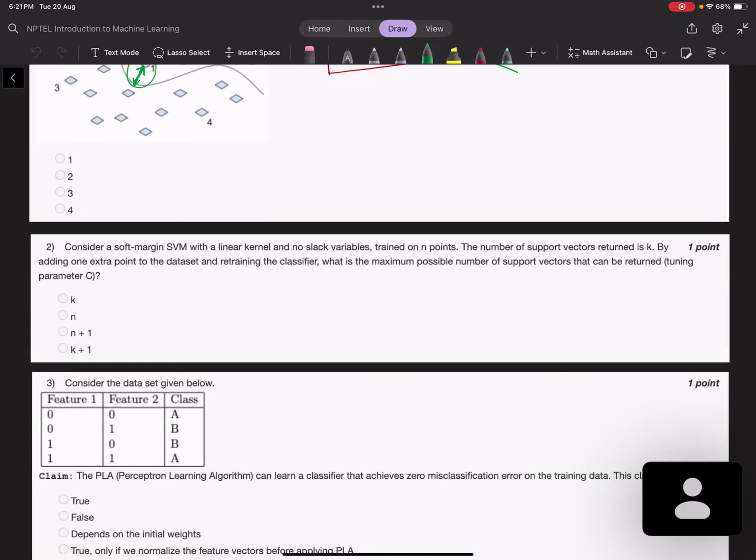The maximum number of support vectors is equal to the total number of data points, right? That plus 1.